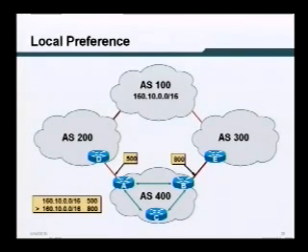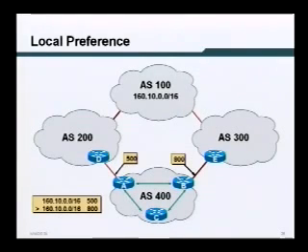AS100 is originating the 160.10.0.0/16 network. It sends it to AS200, and it sends it to AS300. 200 and 300, like good ASs they are, pass them on to AS400, and router C, sitting at the bottom there, sees two possible paths. He can get through router A, he can get through router B. Which one should he choose?